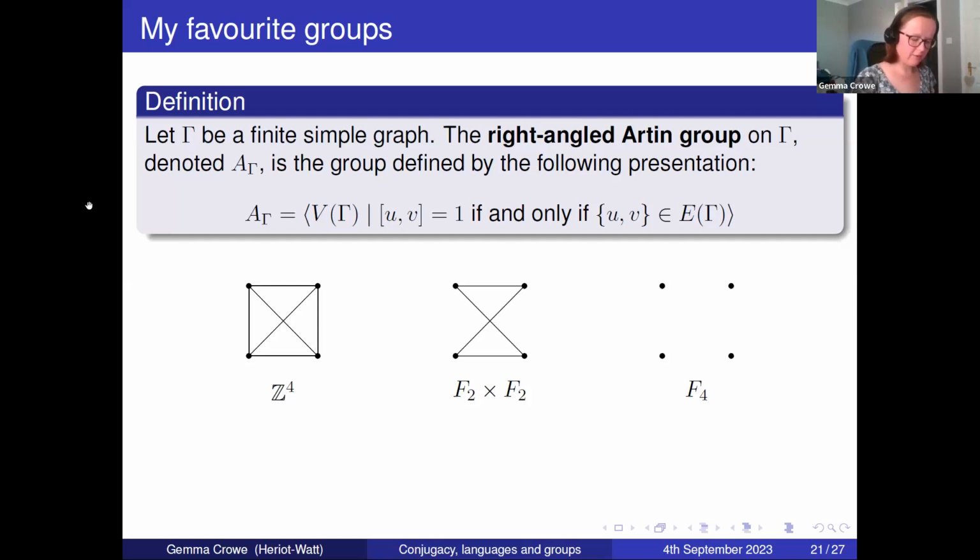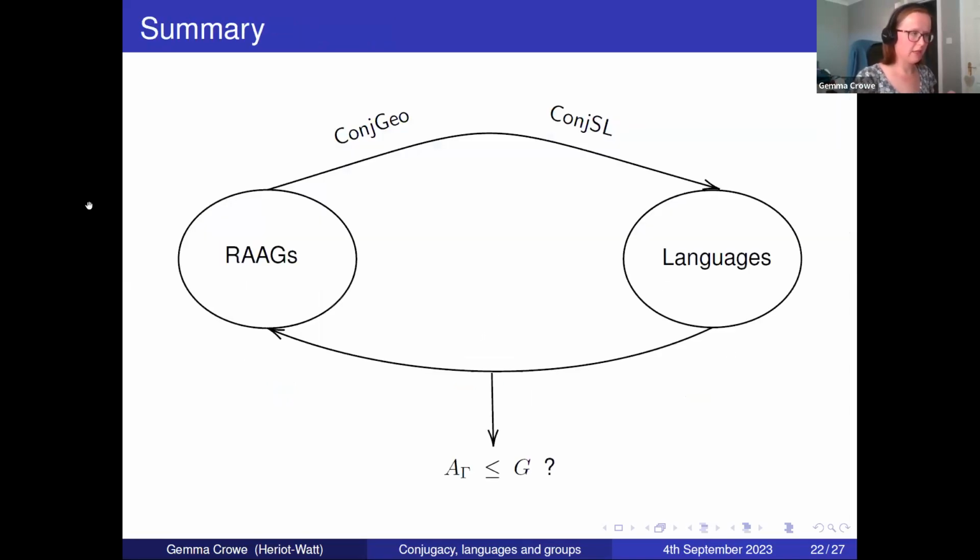So let me just recap from the beginning what we were trying to even do in all of this. I'm interested in RAGs, and in particular when I have a RAG as a finite index subgroup of a group G, and I wanted to study what conjugacy properties in languages were preserved from, say, a RAG up to the bigger group G. And so I constructed these languages of conjugacy geodesics and ConjSL, and then we try and study what's going on with those languages and see if this can tell us anything.